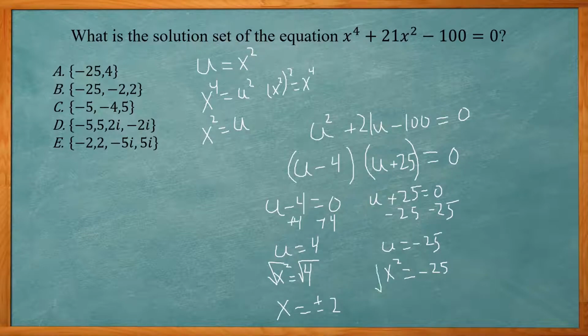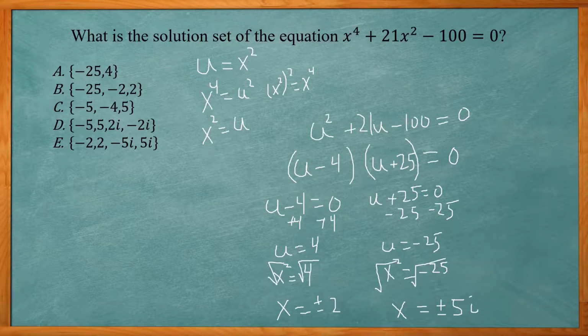Over here, take the square root of both sides. X is going to equal plus or minus. Now we're taking the square root of a negative number. We're going to get the square root of 25, which is 5, and the square root of negative 1, which is an imaginary number, i. So it's going to be plus or minus 5i. So if we look at our answer choices, they have plus and negative 2 and plus and negative 5i. So our answer choice E is the correct one.